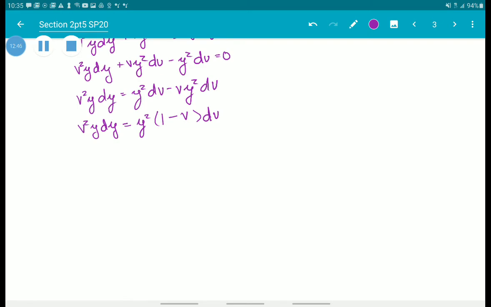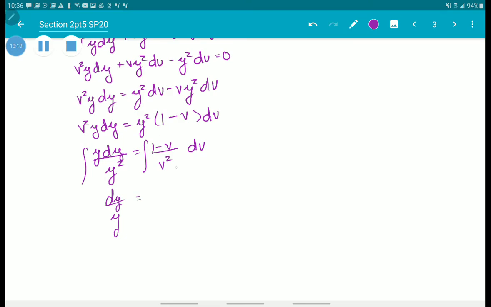So now let's divide both sides by y squared, and then divide both sides by v squared. And now we've separated the variables. So I'm going to simplify just a little bit. We now have dy over y on the left.